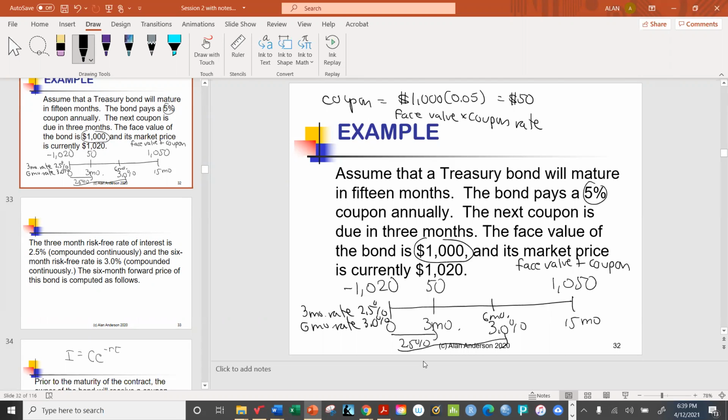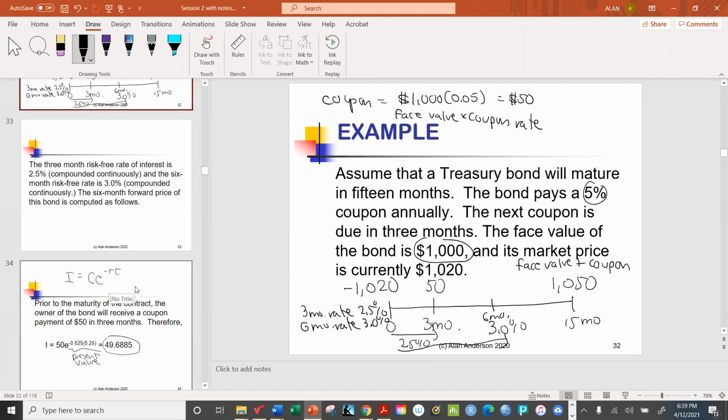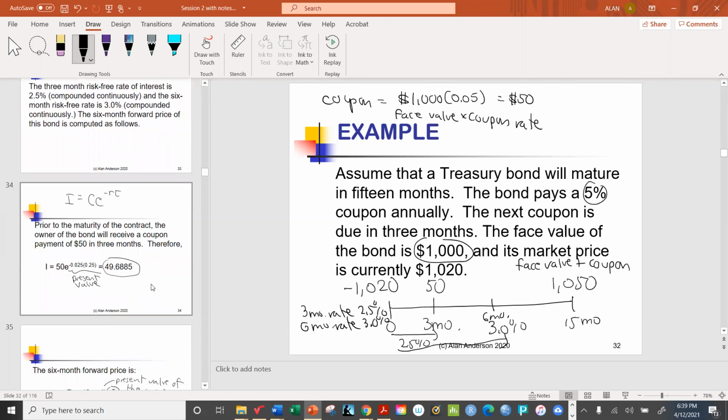So here's what we have to do. Because this is a 6-month forward price, the only income that we'll receive in the next 6 months is this first coupon payment. So we want to know the present value of that $50 using continuous compounding. All right, so let's do that.